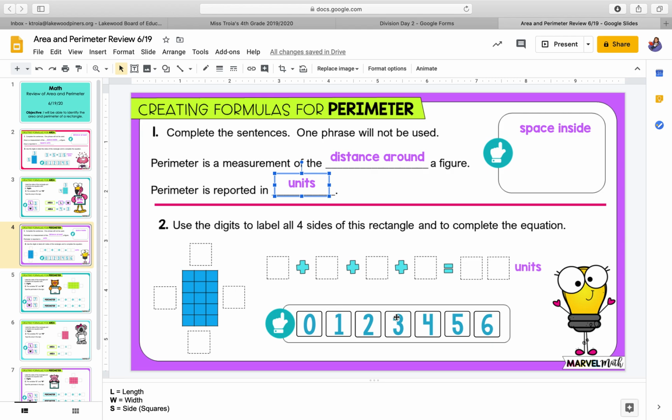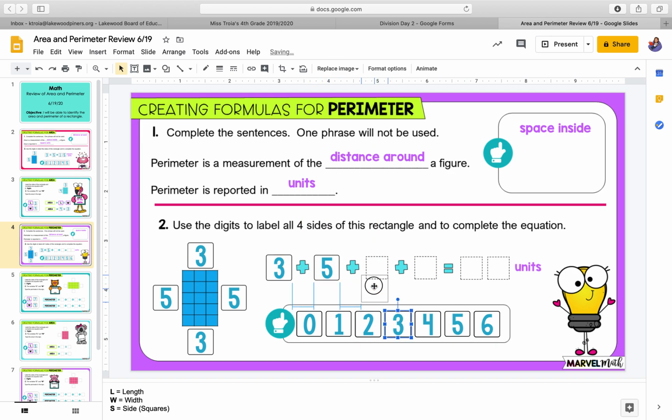Okay, so again at the top across, I see the width is 3 and opposite sides are equal. So the top is 3, the bottom is 3 units. And the side, I see that the length is 5 units. So now instead of multiplying, I'm just going to add all of the sides together. 3 plus 5 plus 3 plus 5 equals 16 units.